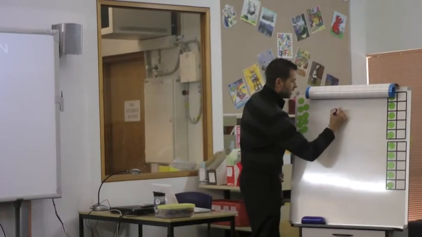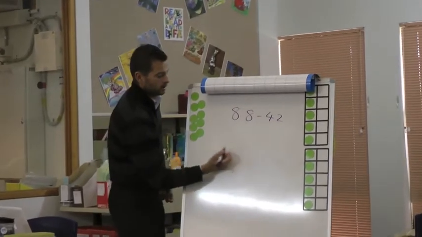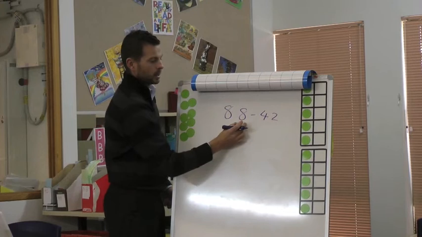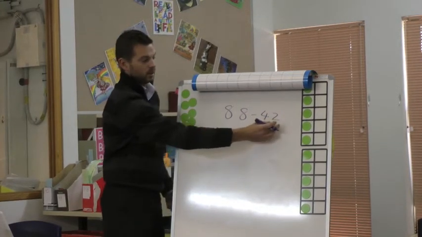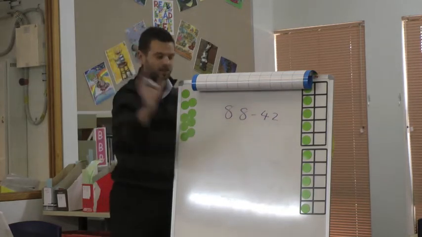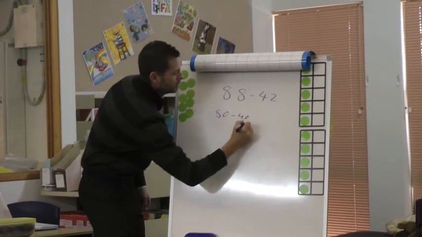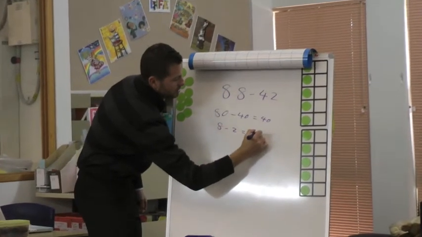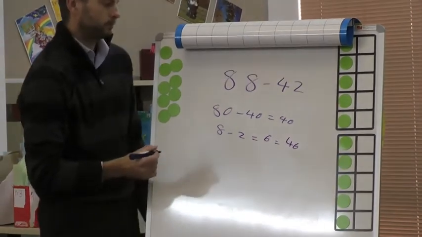Split strategy once again, probably one of the easiest ways. Until we get to trading, then it doesn't really work when your one's column number is larger than the one above it. That's when it gets tricky, and that's when I would say, well, this split strategy, I'll show you. 80 take away 40 equals 40. 8 take away 2 equals 6. So my answer is going to be 46.